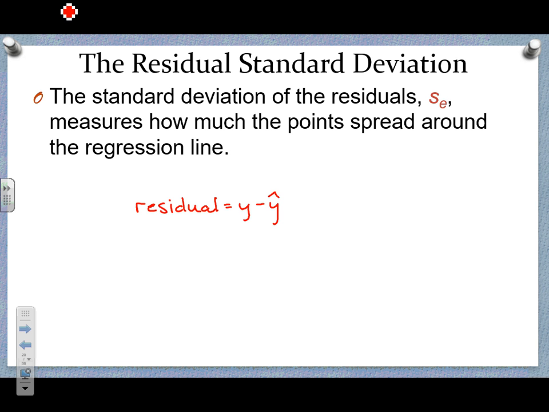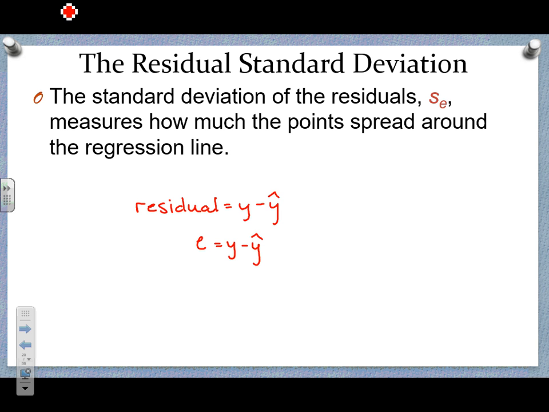In the book or on quizzes or tests, they might not write out the term residual, they might just use the letter E. So E is going to denote a residual. So when we do the standard deviation for residuals, most of the time you'll see this S sub E.